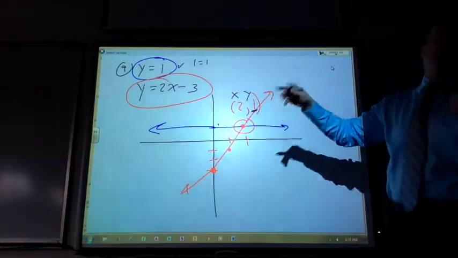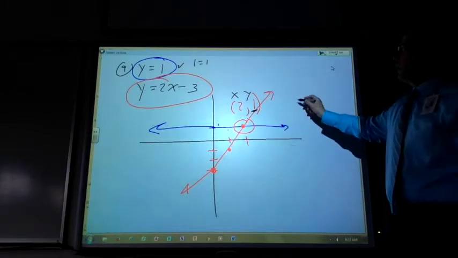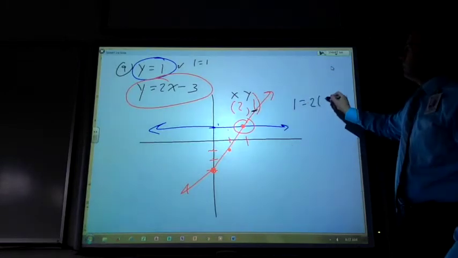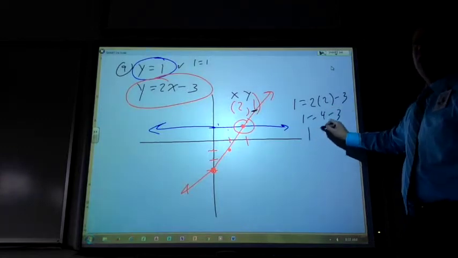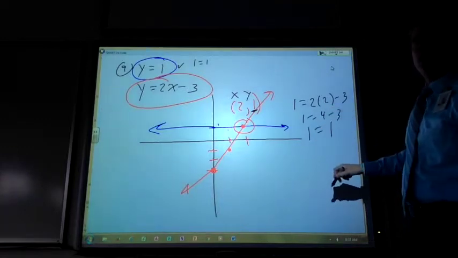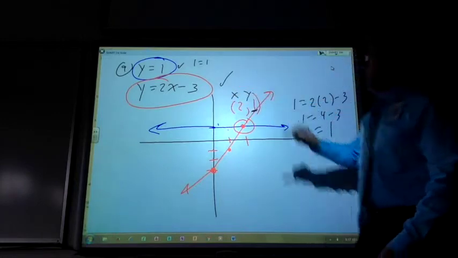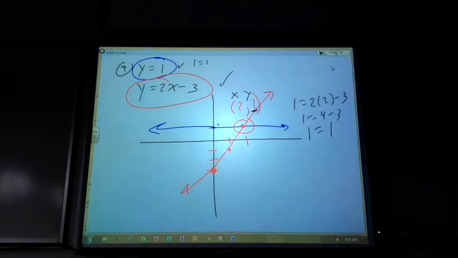Let's plug it into the second one. So now I'm going to use both points because I have both x and y. I'm going to get 1 equals 2 times 2 minus 3. 1 equals 4 minus 3. 1 equals 1. True or false? What can you tell me about 2 comma 1? It is the solution to the problem.